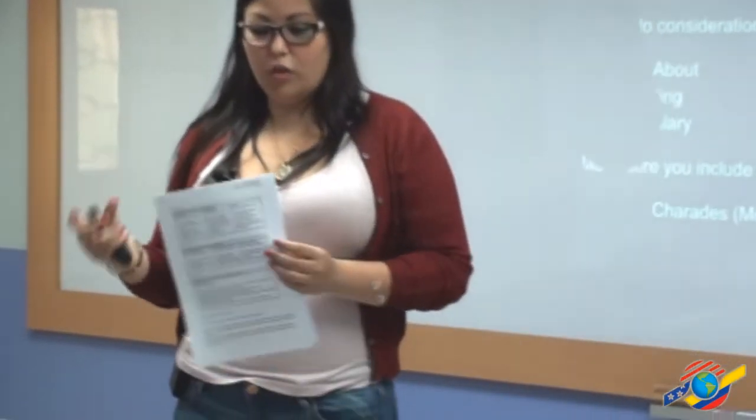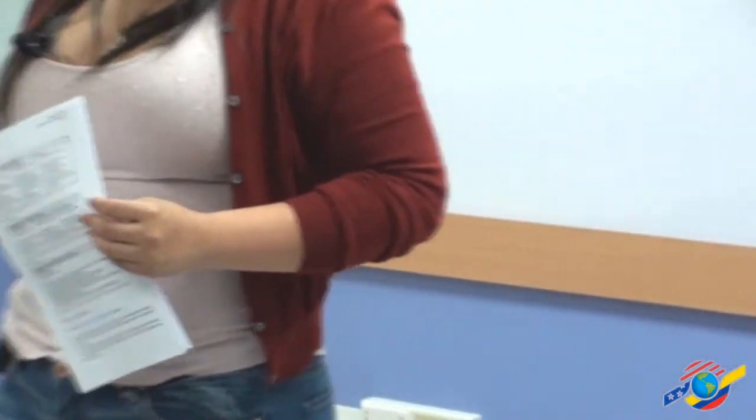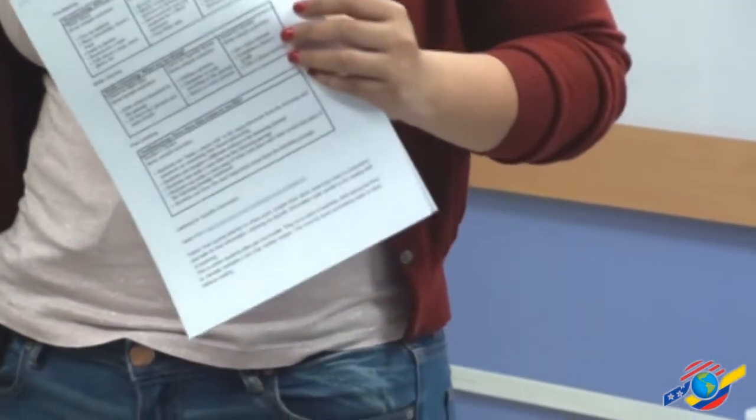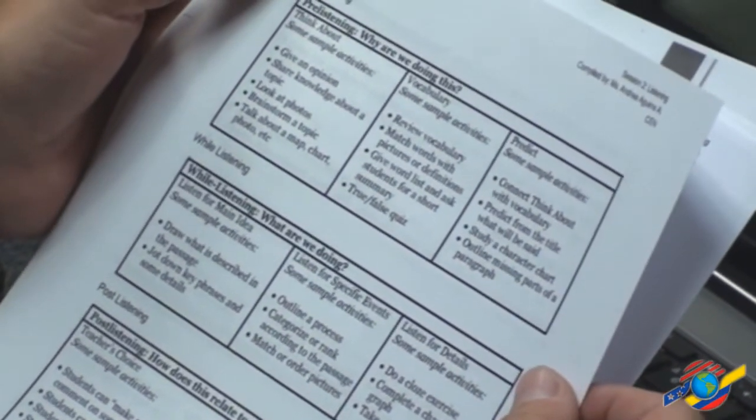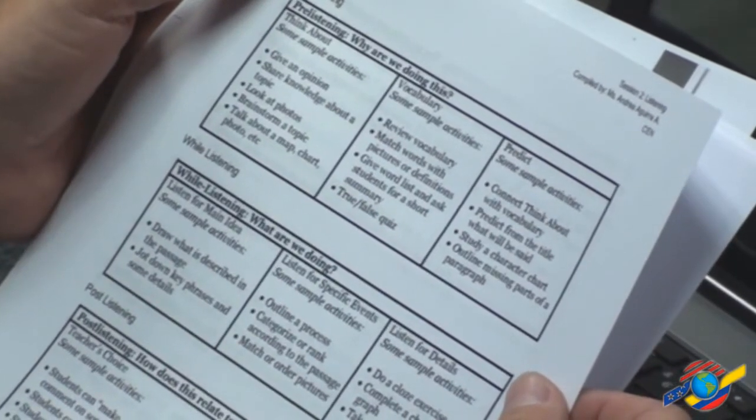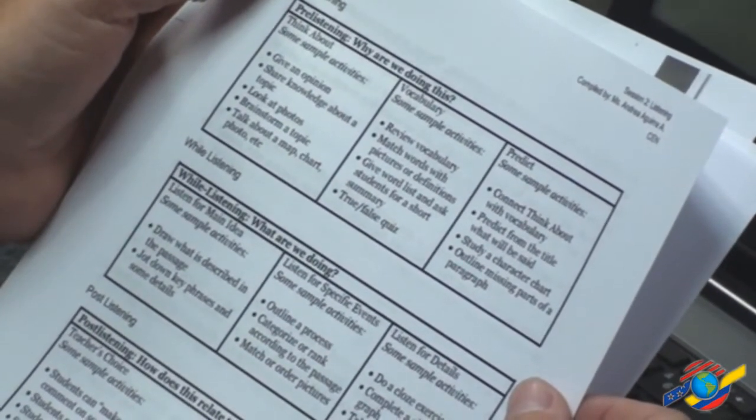Right now, with the unit that I just provided you, what is the name of the unit, Carlitos? Yes? Goodbye to the sit-down meal. That will be the topic that we will address today. So, what are you going to do? You're going to create pre-listening activities. 3.